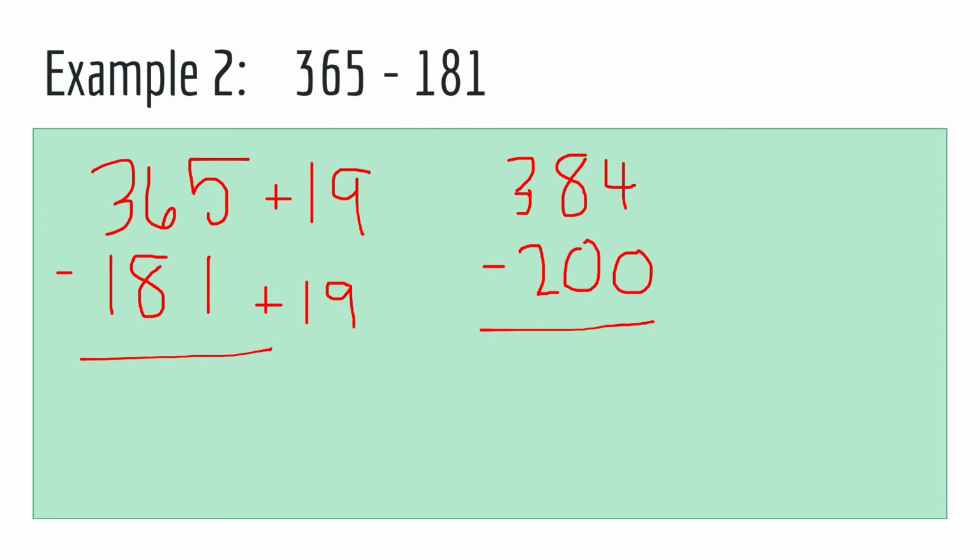So now that we've added 19 to both sides, we've made a much simpler subtraction problem, and now we can just subtract 200 from 384 and we get a 4, an 8, and then 3 minus 2 is 1, so the answer to example 2 is 184.